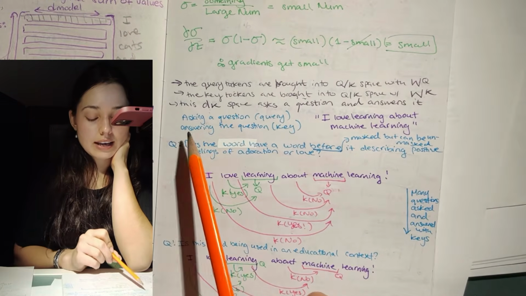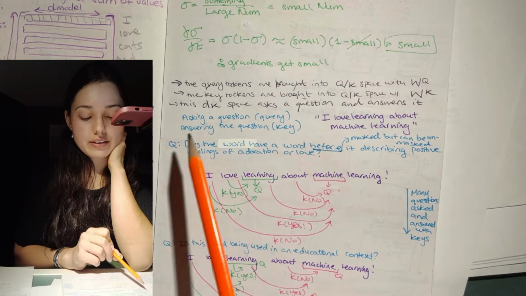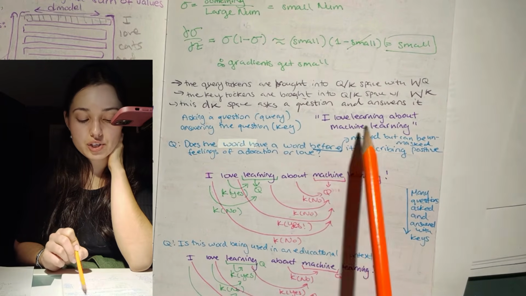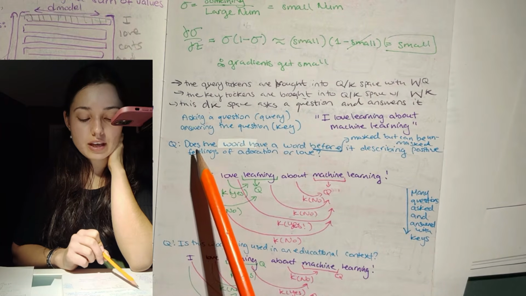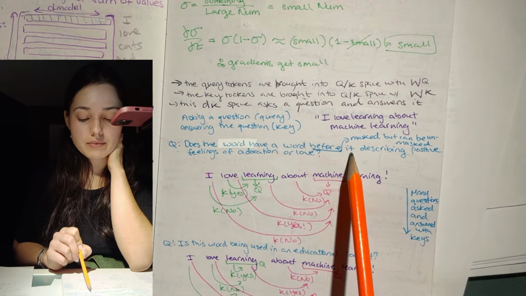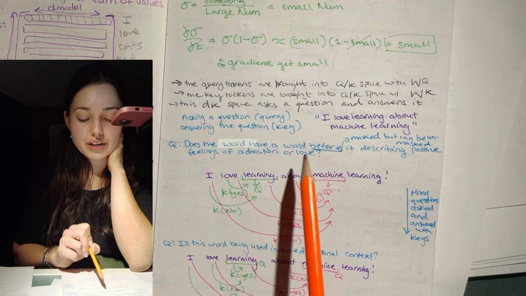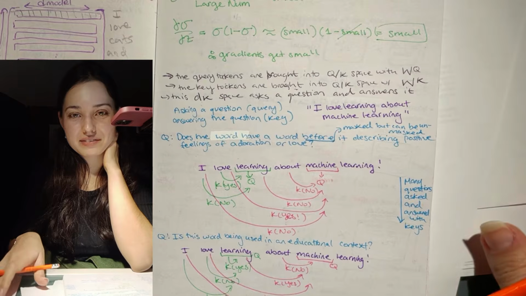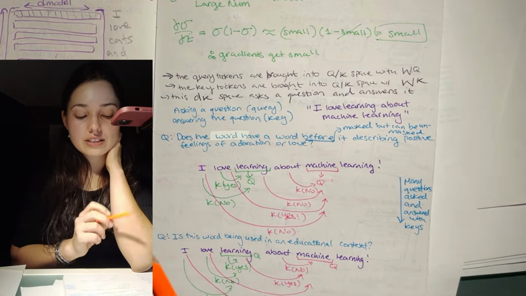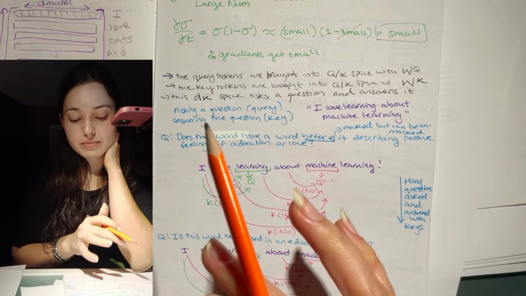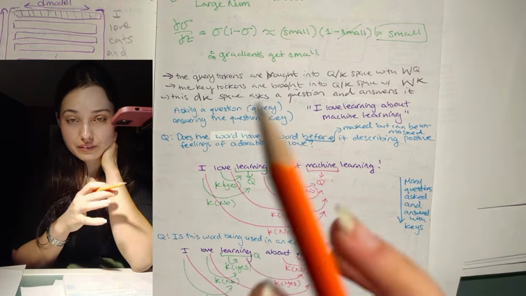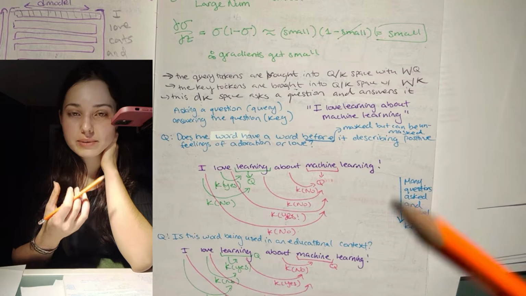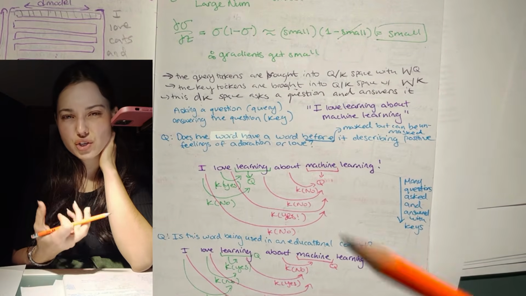Okay, so again, think of it as asking a question, the query, and then answering a question, the key. For example, I love learning about machine learning. Let's say we ask a question: does the word have a word before it describing positive feelings of admiration or love? So that's our question. I know it's very specific, but this is kind of how it works, okay? So that's our first question: does the word have a word before it or after it, depending on if it's masked or not, that describes it in a positive light, or feelings of admiration or love.